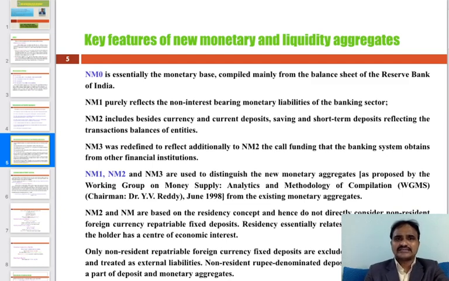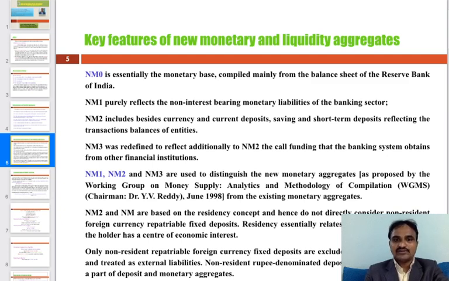Here we have to discuss the key features of the new monetary and liquidity aggregates, that is NM0 to NM3 and L1 to L3. NM0 is essentially the monetary base, compiled mainly from the balance sheet of the Reserve Bank of India. NM1 purely reflects non-interest bearing monetary liabilities of the banking sector. NM2 includes, besides currency and current deposits, saving or short-term deposits, reflecting the transactions balances of entities. NM3 was redefined to reflect additionality to NM2, that is currency, deposits, saving and short-term deposits, and call funding the banking system obtains from other financial institutions.